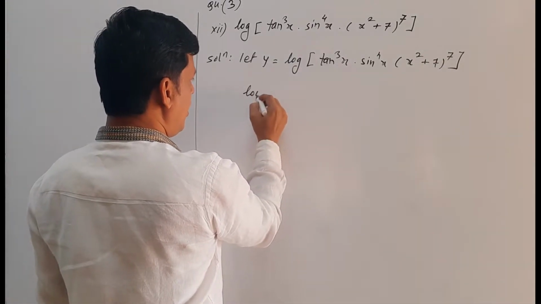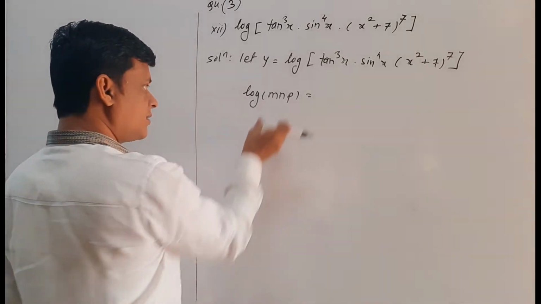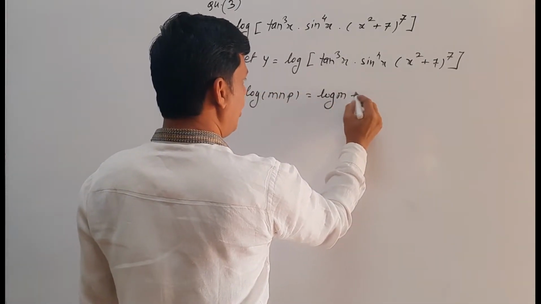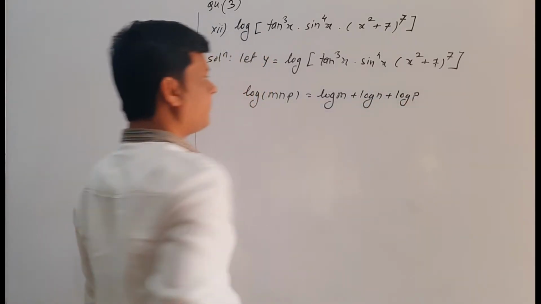So if log of m into n into p is given, then this product form we write in addition form. So for that we have to write log m plus log n plus log p.